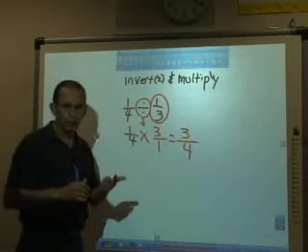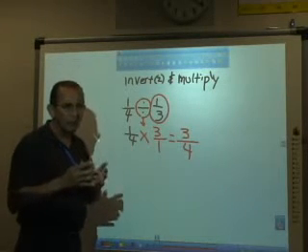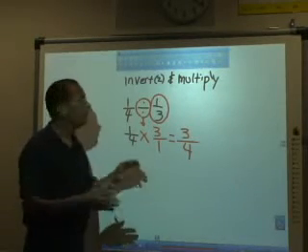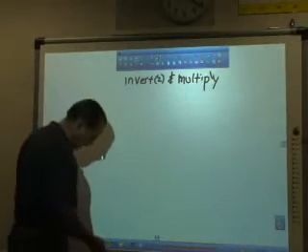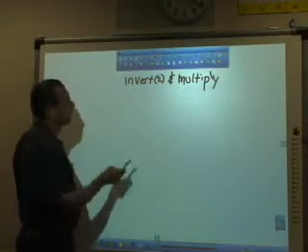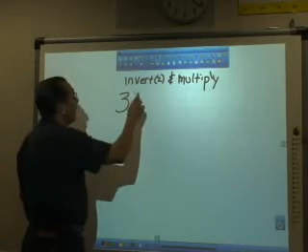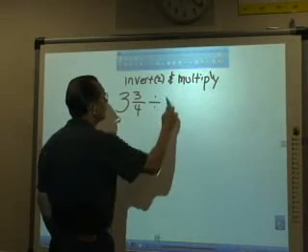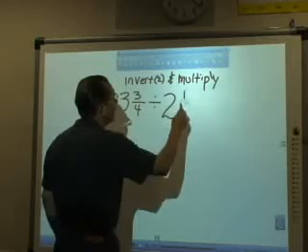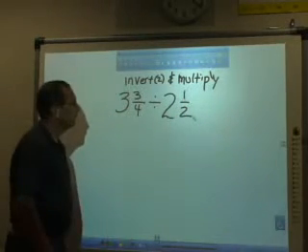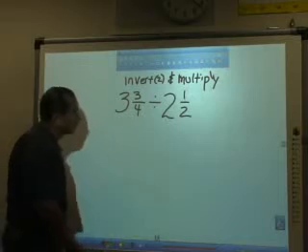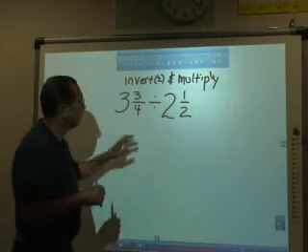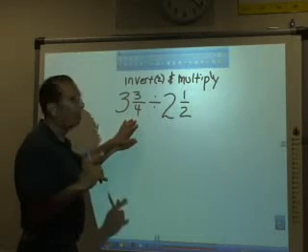If you multiply or divide fractions, if you have any mixed numbers, they must be converted to improper fractions. So let's do another problem. We'll do 3 3/4 divided by 2 1/2. Okay? Now, you'll remember from before, if we have mixed numbers in a multiplication or division problem with fractions, we must convert our mixed numbers to improper fractions.